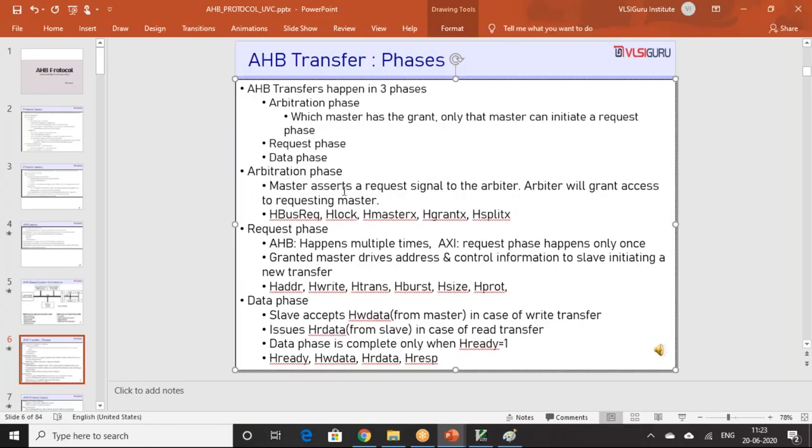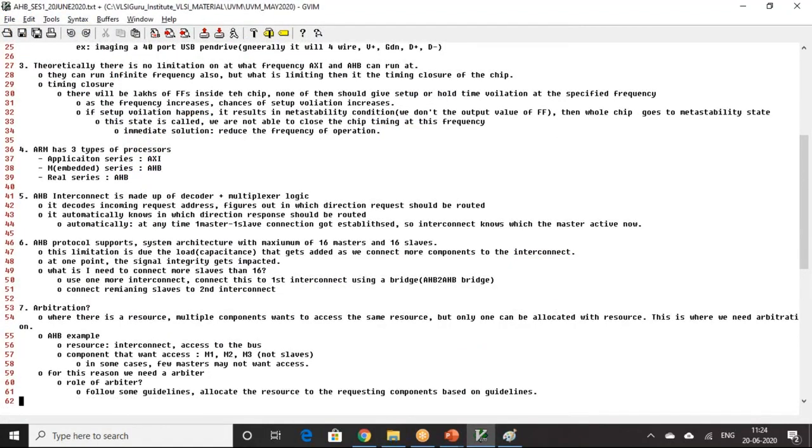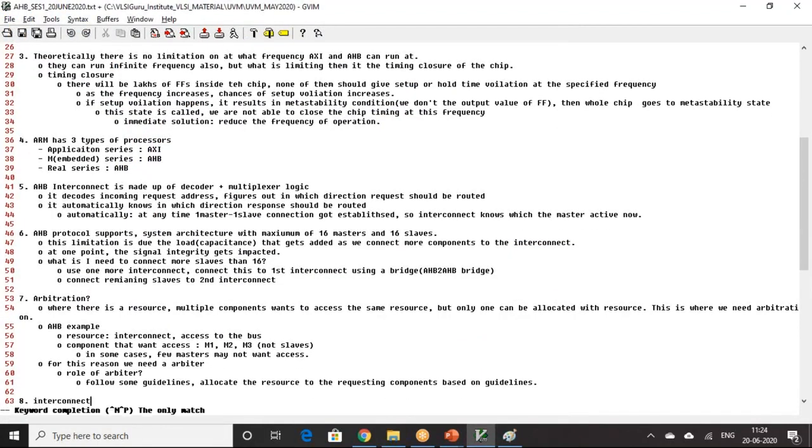A master asserts a request signal to the arbiter. The arbiter will grant access to the requesting master. The arbiter is present inside the interconnect. Interconnect itself has one more component called the arbiter. So in summary, what is interconnect? Interconnect is arbiter plus decoders plus multiplexers.